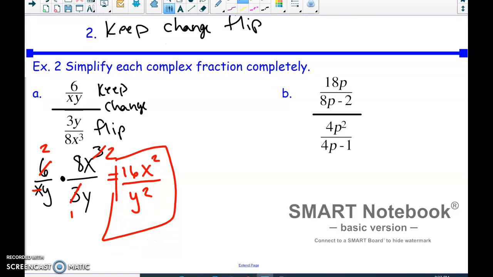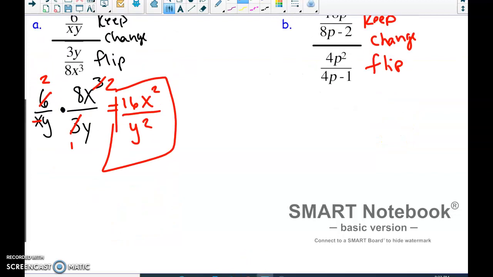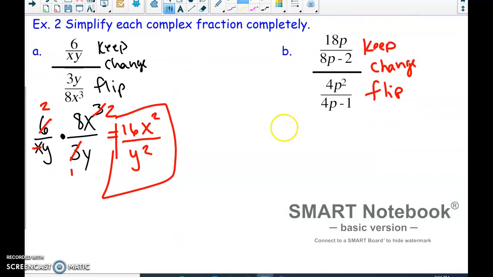Okay, so B is going to be the same way. We're going to keep it, change it, flip it. So I'm going to keep 18p over 8p minus 2 times 4p minus 1 over 4p squared.